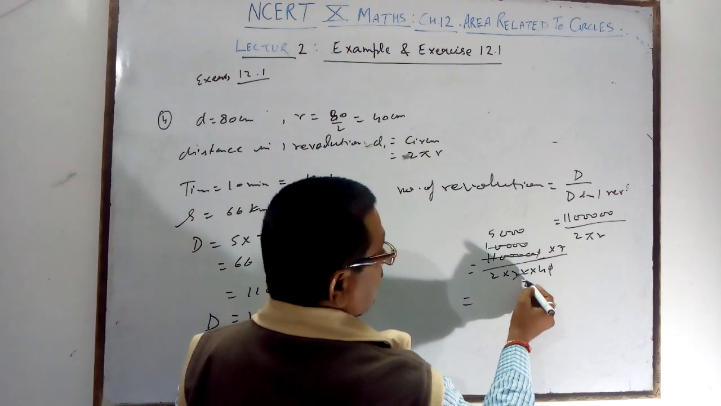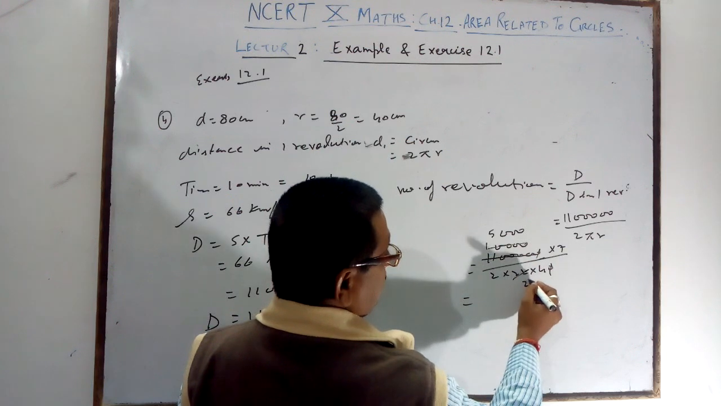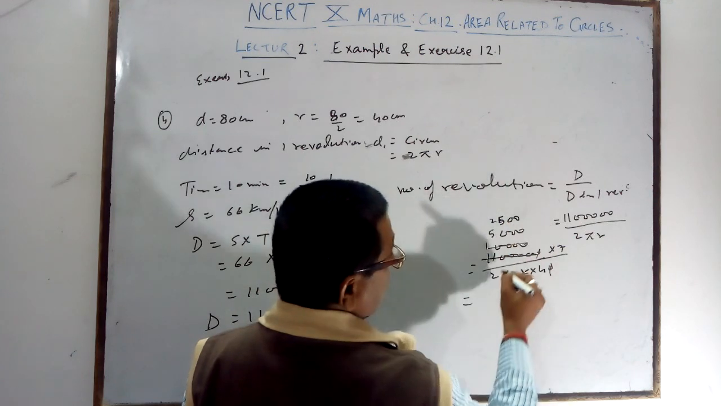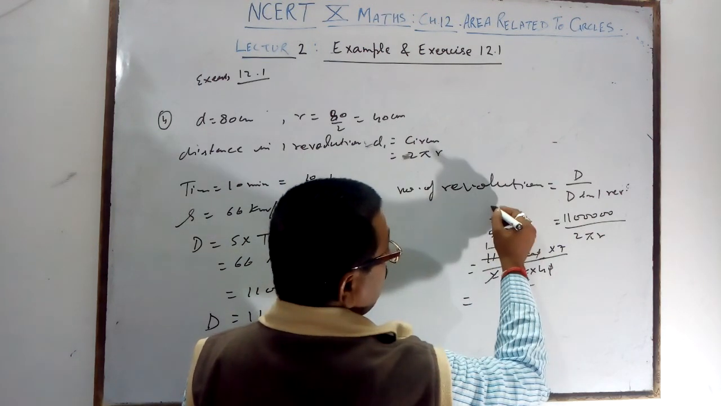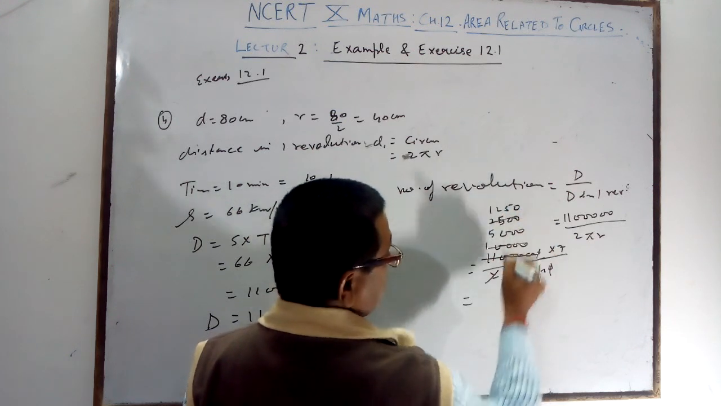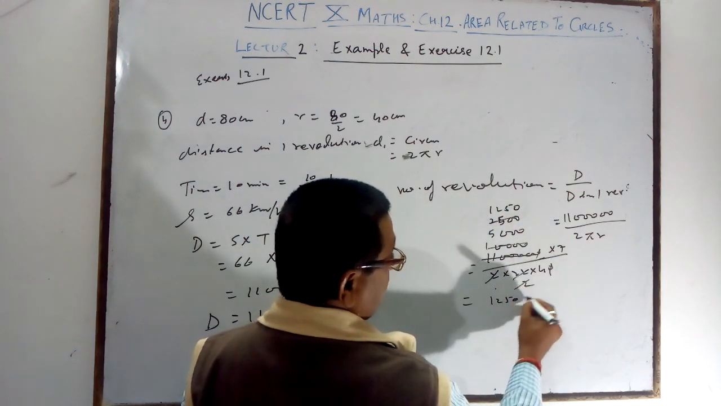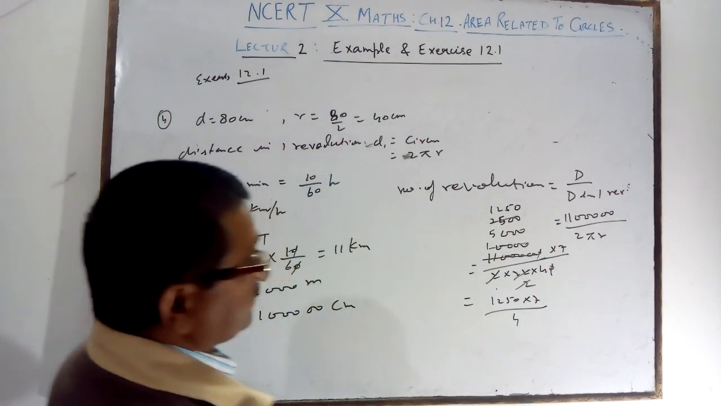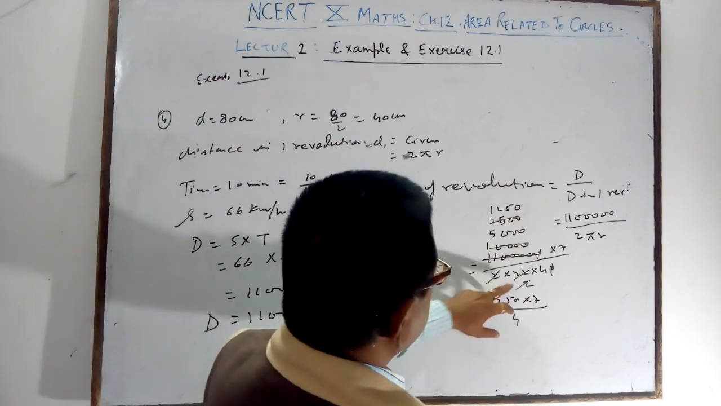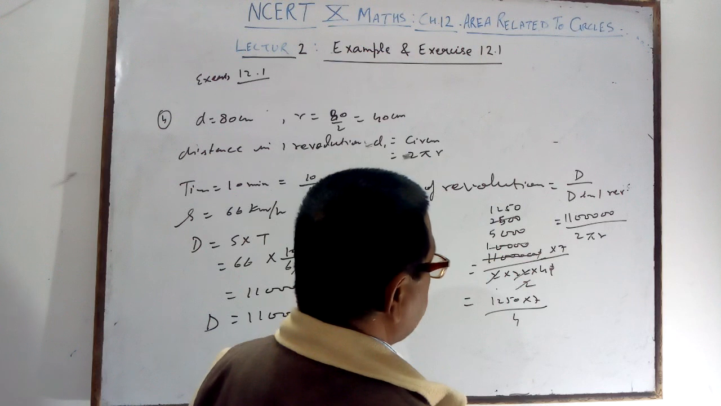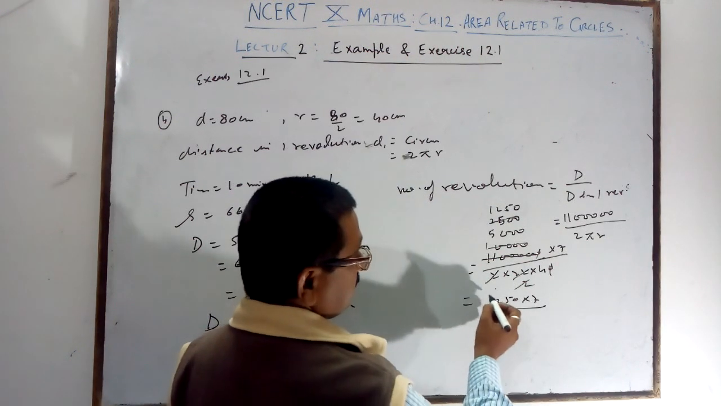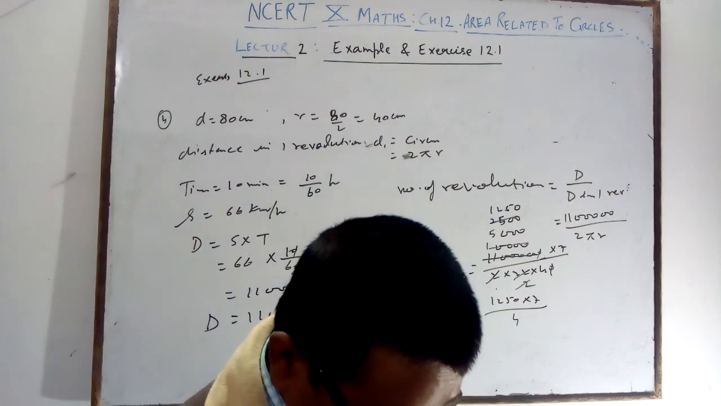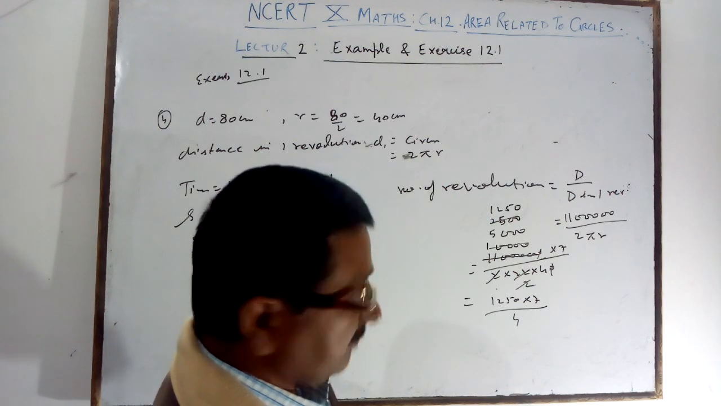5000 and then 2 2s are 4, 2 5s are 10. 2500. 1250 by this 2 and then 1250 into 7 upon 4. That you are getting 11 and then you multiply by this and then find the number of complete revolutions. Number of complete revolutions you will find out.